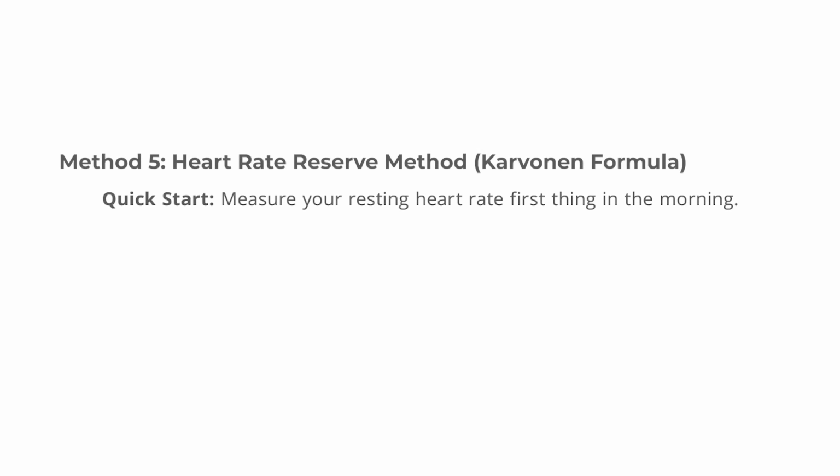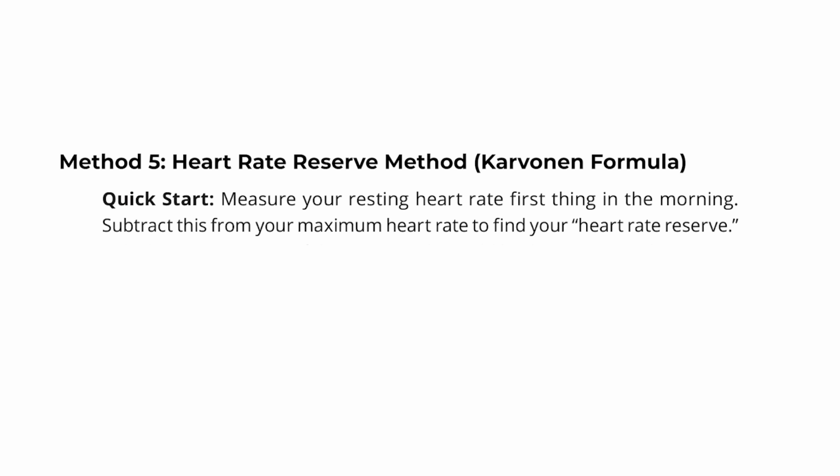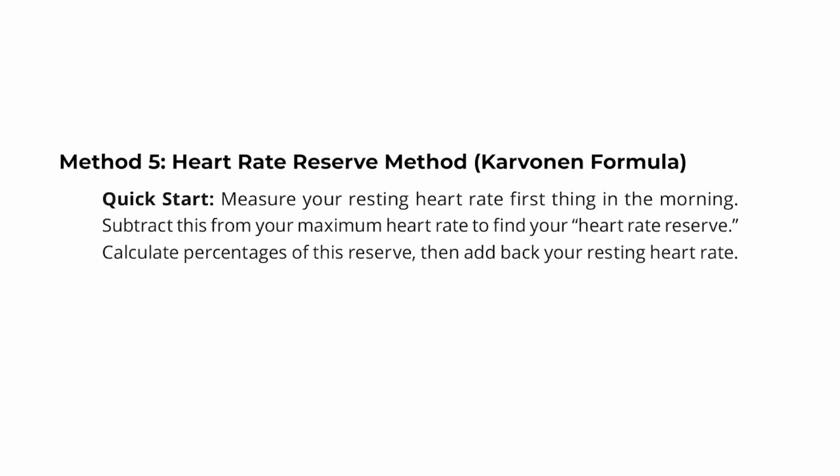Let's move over to method 5, the Karvonen Formula. This is the heart rate reserve method, so we're going to take resting heart rate into account here as well. Quick start: measure your resting heart rate first thing in the morning. Subtract this from your maximum heart rate to find your heart rate reserve. Calculate percentages of this reserve, then add back the resting heart rate.